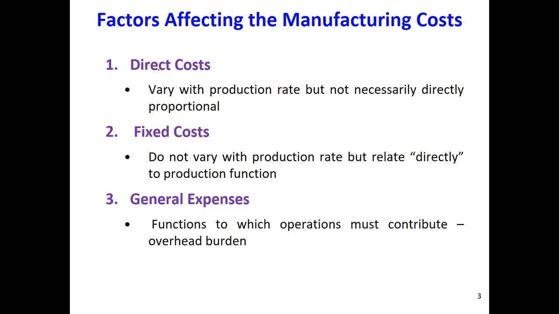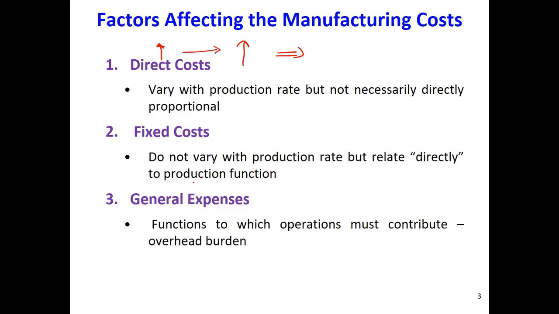We have direct costs that vary with production rate. Okay, but it's not necessarily proportional. If you have a higher production rate, your direct costs will be higher, but they are not proportional, or I mean they are not linearly proportional. Okay, or there is not really a certain function between these two.